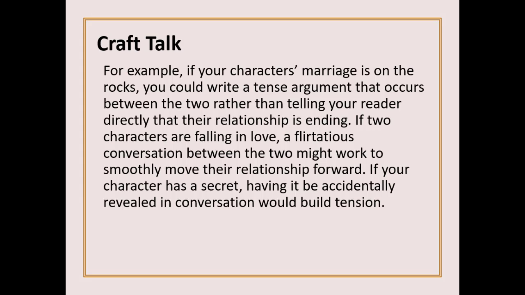So for example, if your character's marriage is on the rocks, you could write a tense argument that occurs between the two rather than telling your reader directly that their relationship is ending. If two characters are falling in love, a flirtatious conversation between the two might work to smoothly move their relationship forward. If your character has a secret, having it be accidentally revealed in conversation would effectively build tension.